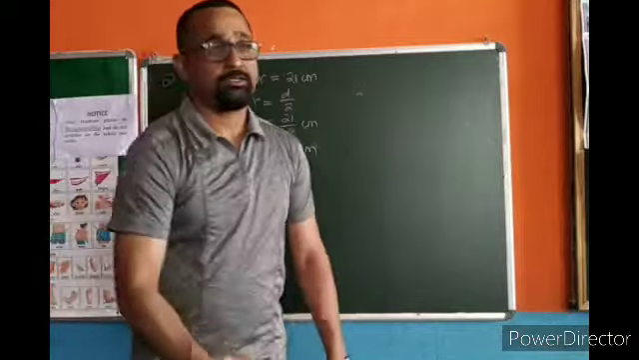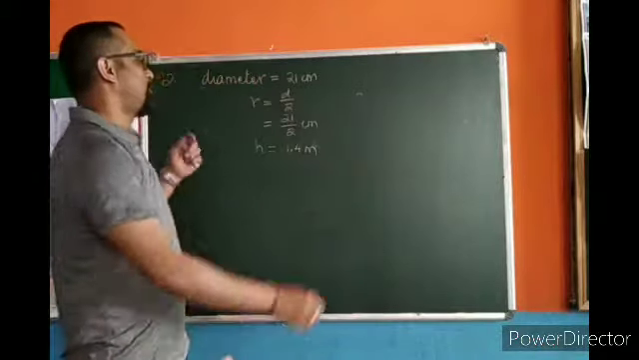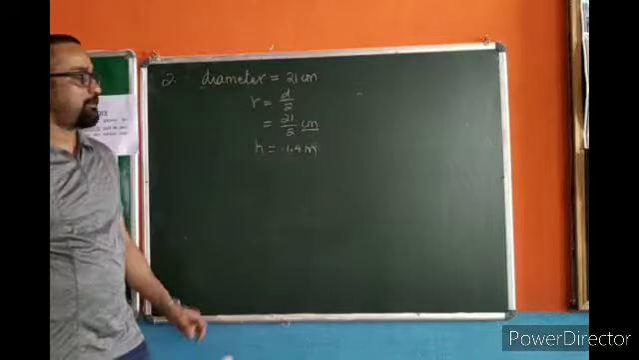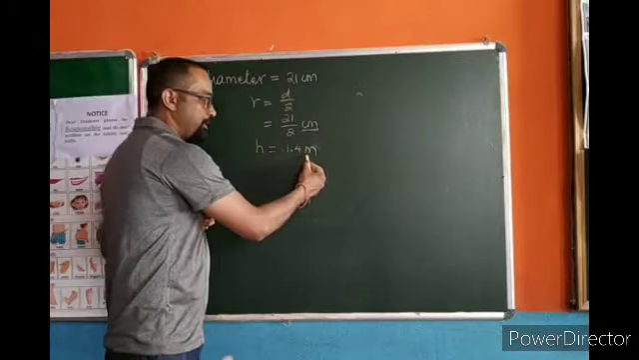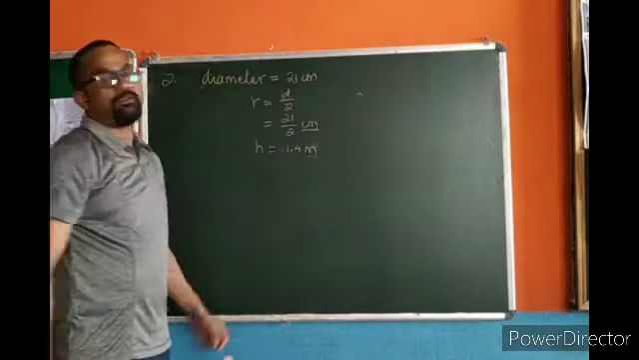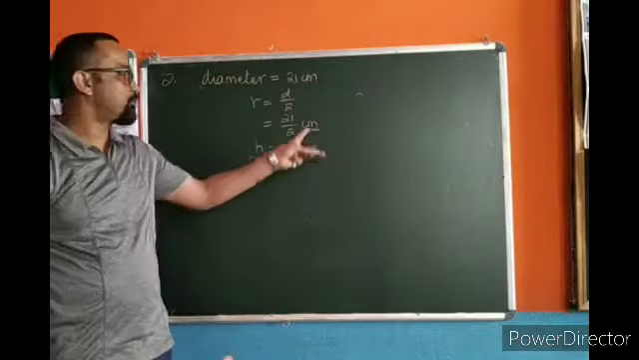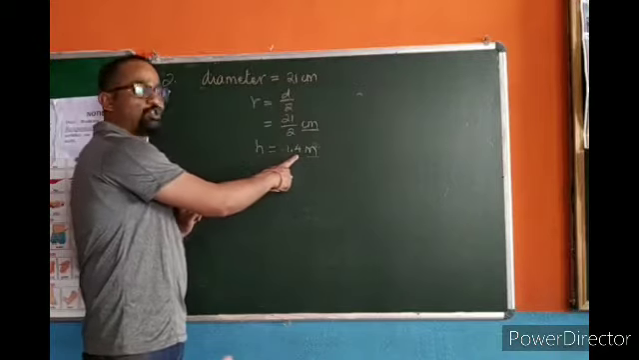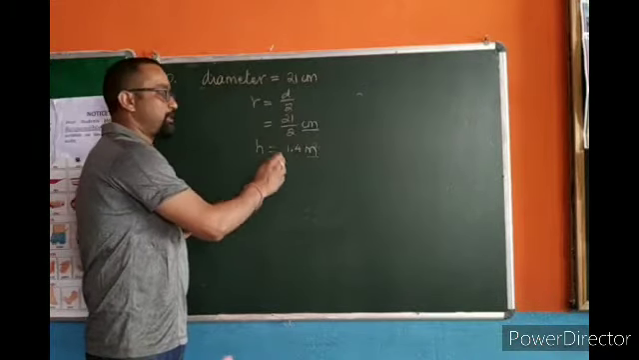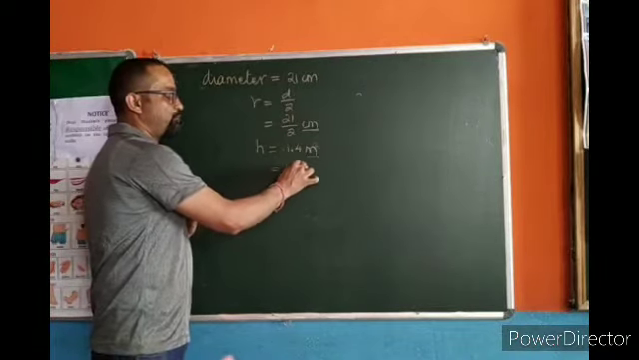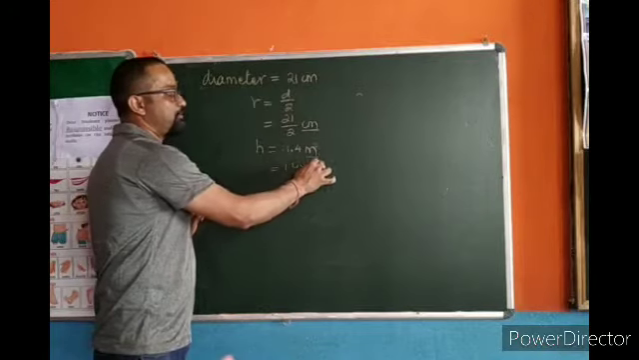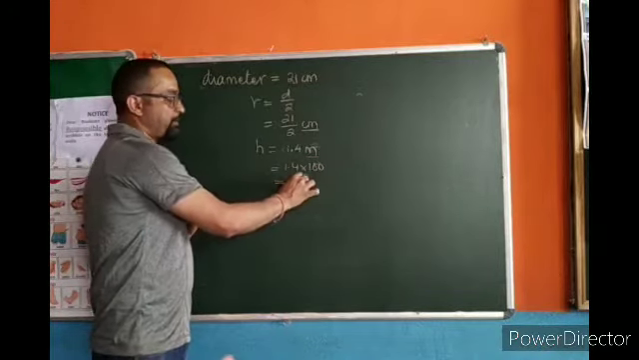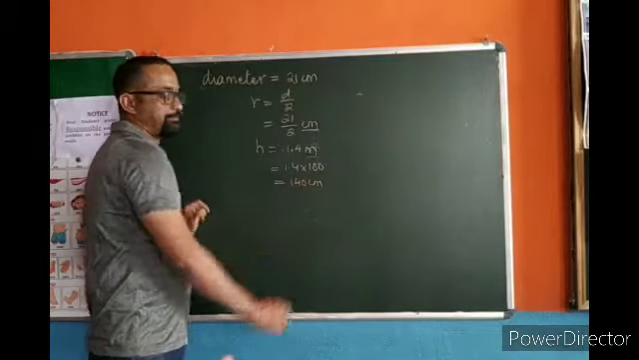And please do remember this. One dimension is given in centimeter and the second dimension is given in meter. You cannot solve the sum with 2 different units. This has to be converted into centimeter. 1.4 meter gets converted into centimeter, you multiply by 100, 140 centimeter.